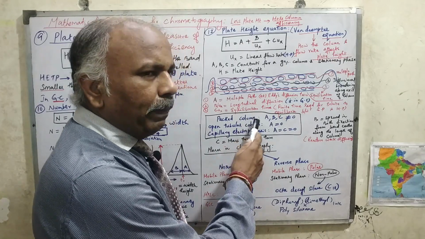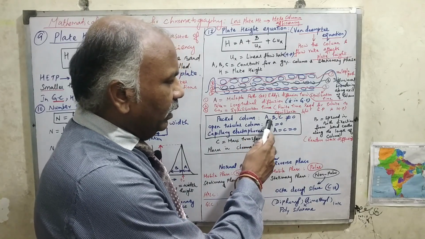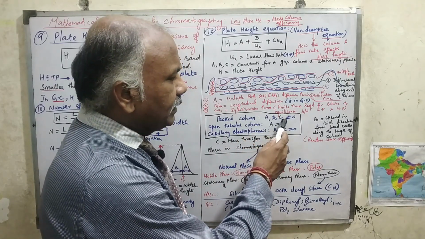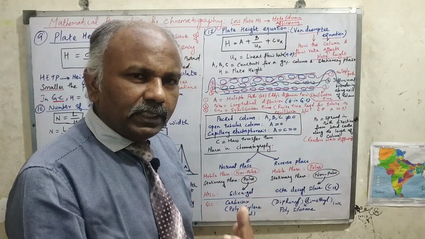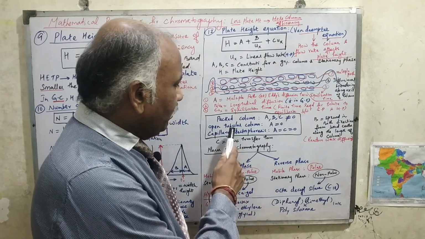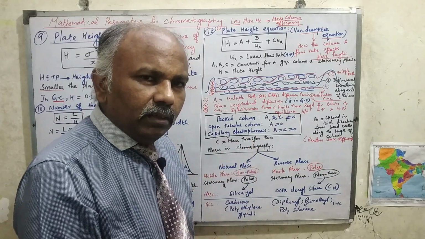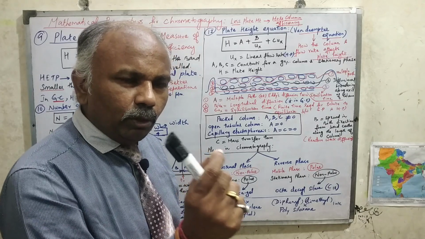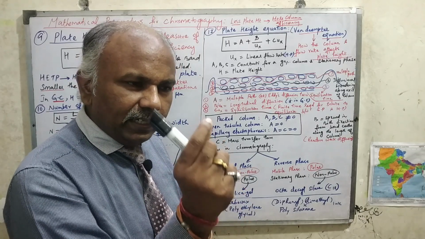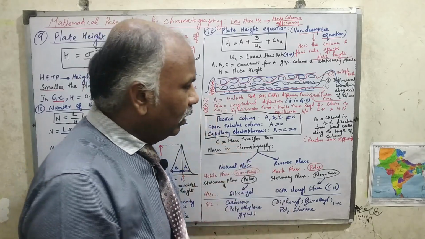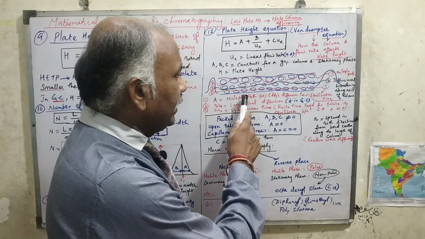But in the case of a packed column in gas chromatography, the factors A, B and C are not equal to 0. That means they are higher. So what will happen? The column efficiency will be lesser. Whereas if you take the open tubular column, the capillary column used in gas chromatography, the diameter of the capillary column will be very, very small. So in this case, what will happen? The A term will be 0.